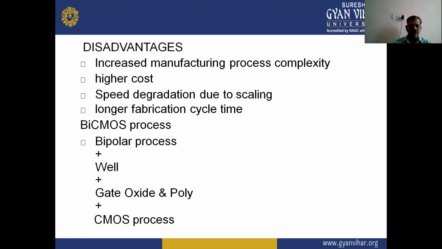And what is the process in BiCMOS technology? So first of all, there is a bipolar process, plus next is the well process, and next one is the gate oxide and poly process, and next is the CMOS process. So this is the serial-wise process of the BiCMOS process technology.